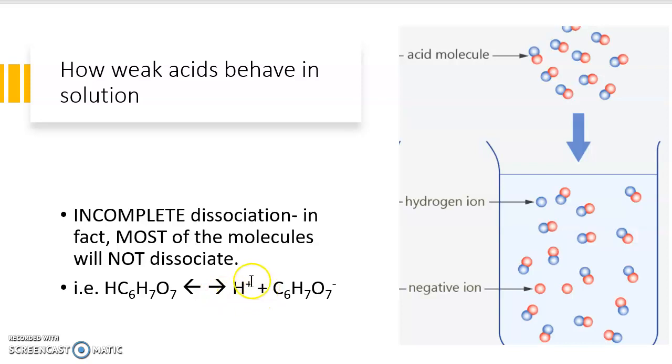You're going to have some of the hydrogen ion right there, and you're going to have some of the negative anion right there. Okay, so that's the biggest difference between weak and strong acids, how much they dissociate and how they're written in an equation.